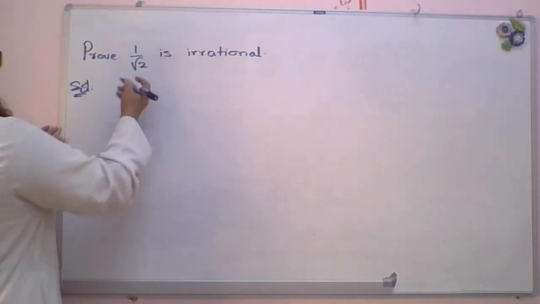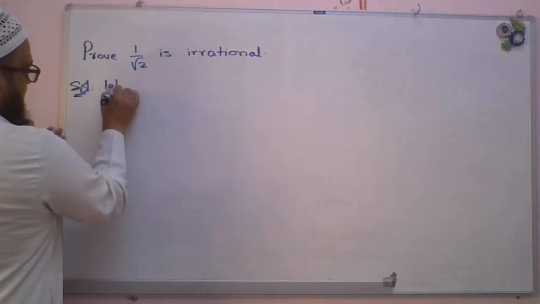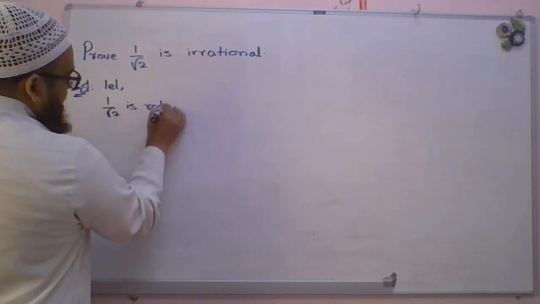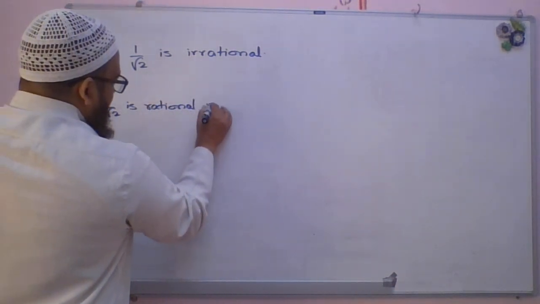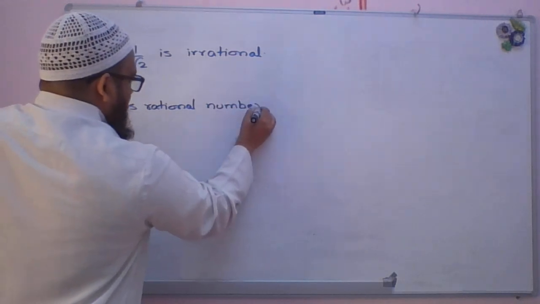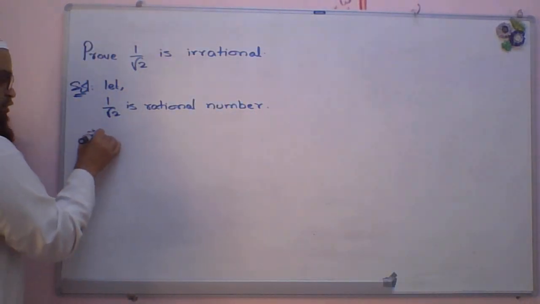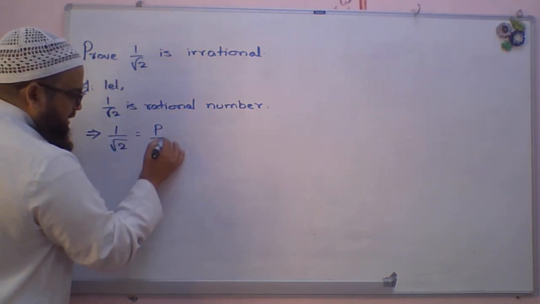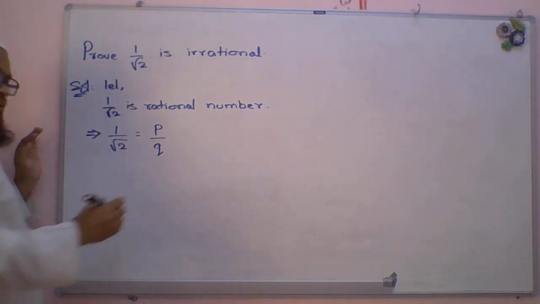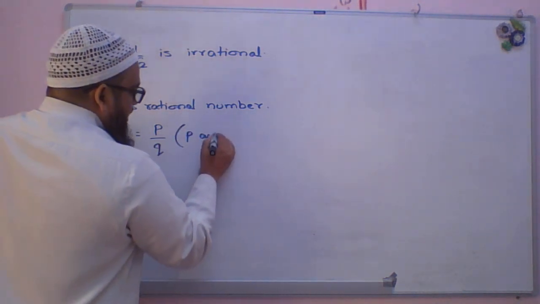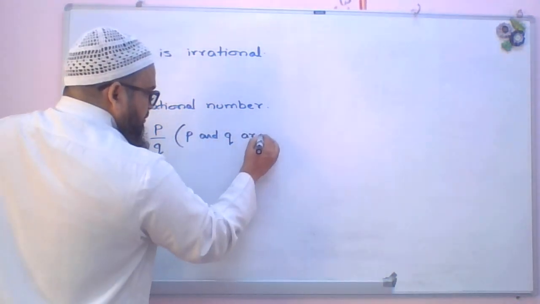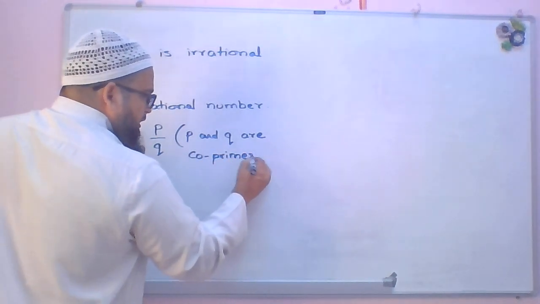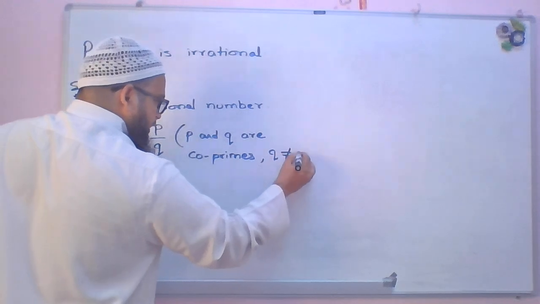The first step is, let 1 by root 2 be a rational number. So when we assume that 1 by root 2 is a rational number, 1 by root 2 equals p by q. A rational number is of p by q form, where p and q are co-primes, integers and co-primes. And the most important thing is q is not equal to 0.